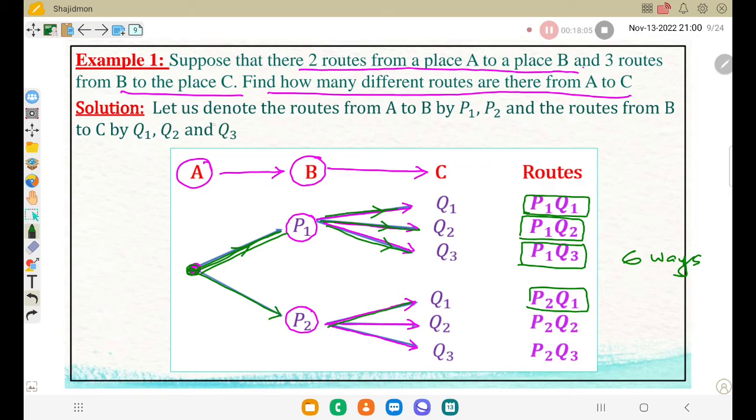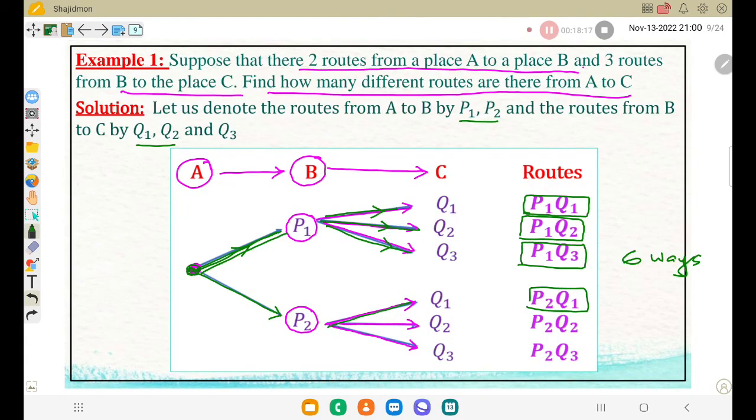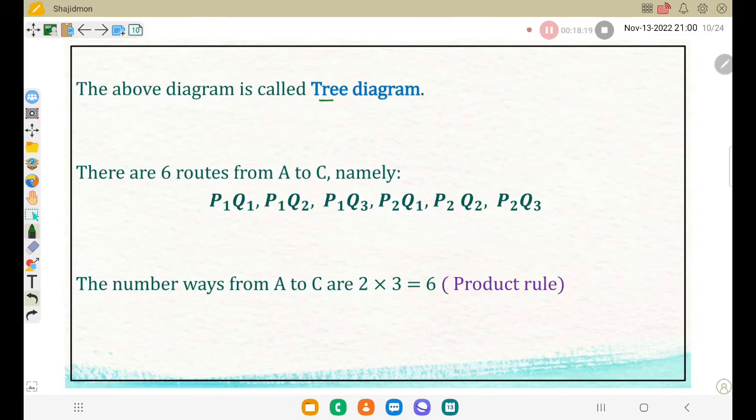So you can see, let us denote the routes from A to B as P1, P2, and from B to C the routes are Q1 and Q2. I am representing it here. So totally we can go 6 ways. This diagram we are calling a tree diagram.